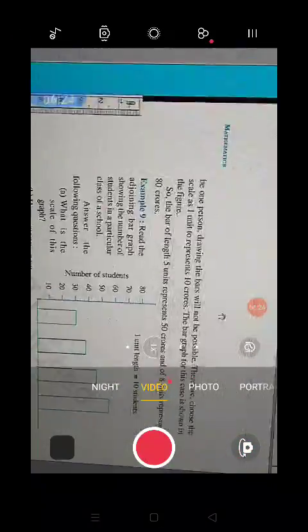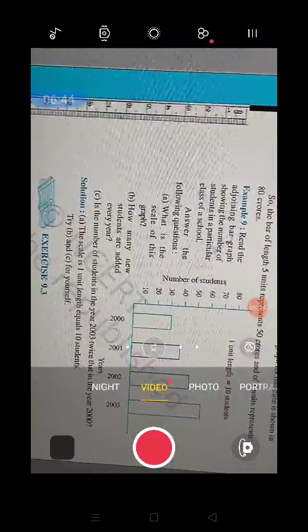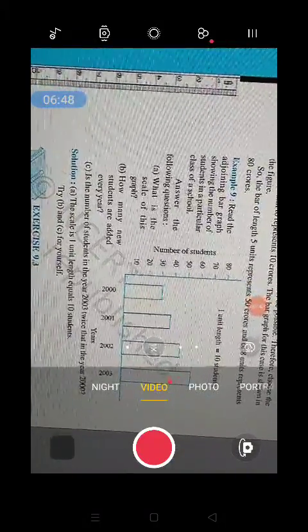I hope this is clear, guys. This is how you do your interpretation of the graph. Clear? Let's take another example for better understanding. Consider example number 9 on page number 198. Have a look. Read the adjoining bar graph showing the number of students in a school.